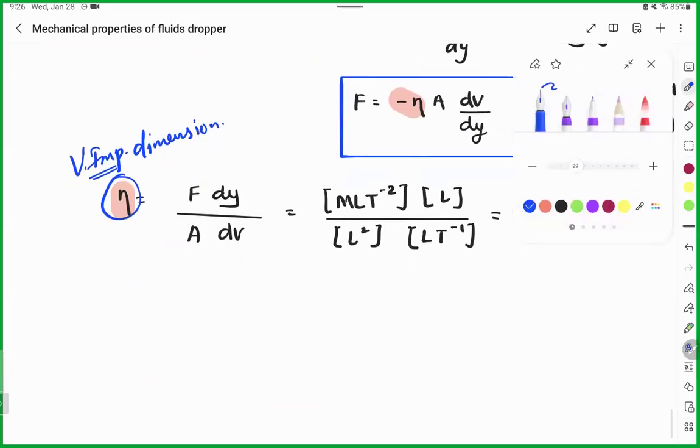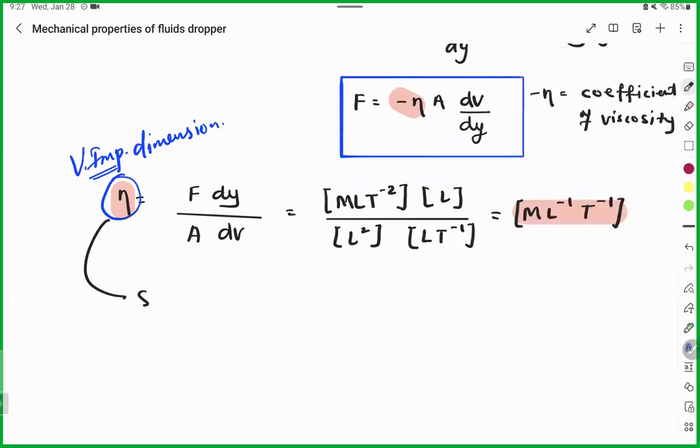If you are done with it, what will be the SI unit for viscosity, Jordan? I don't remember, sir. Poise. Right? SI unit.